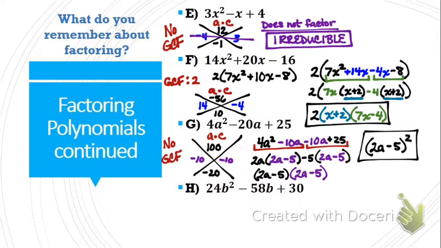For part H, what do I do? Look for a GCF. Do we have one? Yes. Those are large numbers. All right, so I'm going to take that 2 out. 25 and then 4, so that's 27. That's my side.